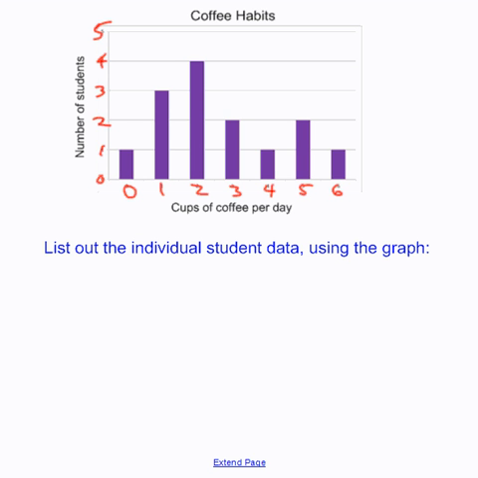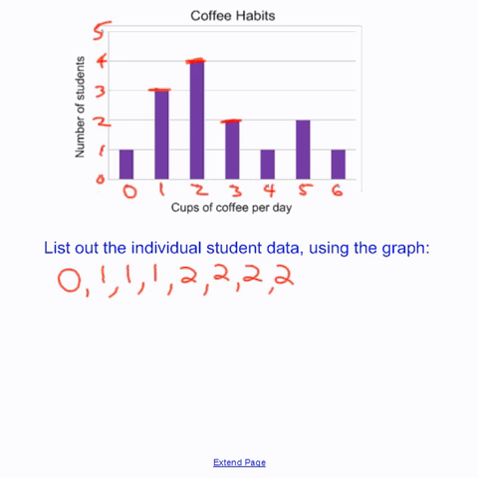We're going to list out the categories. So the category of 0 cups of coffee, there was 1 student. So I'm listing 1, 0, because that's how many people drank 0 cups. 1 cup of coffee, there were 3 people that did that. So here are the 3 people who drank 1 cup of coffee. 2 cups of coffee, 4 people. So there were 4 people that did 2 cups of coffee.